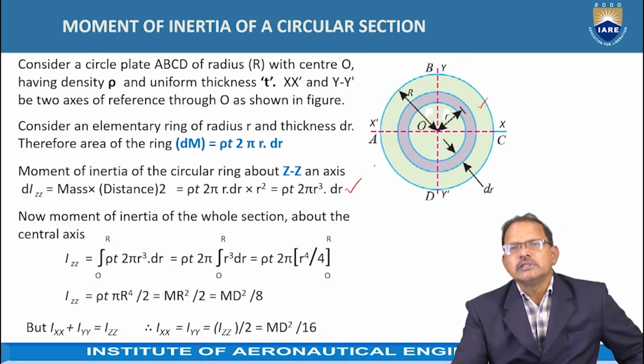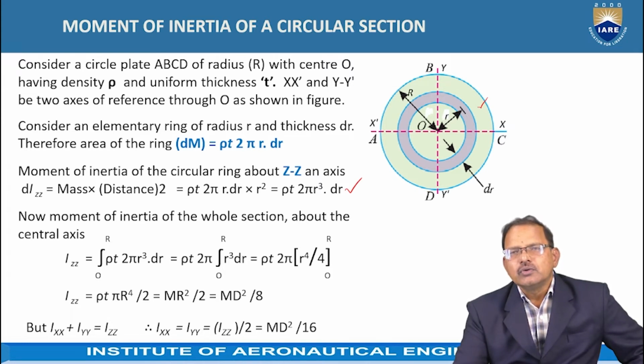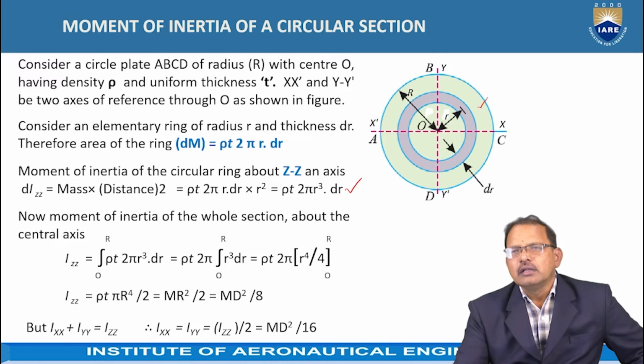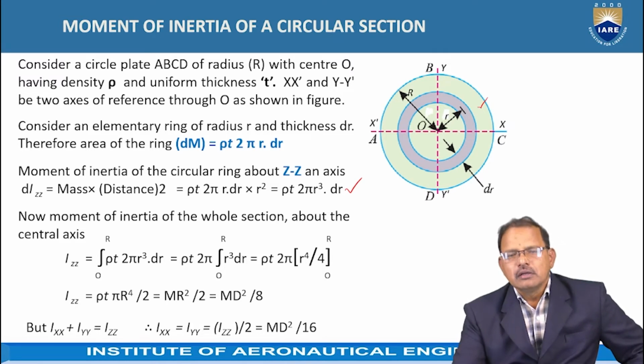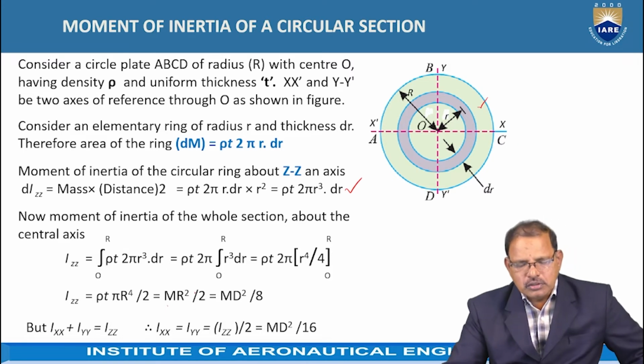Now the moment of inertia of the whole section is obtained by integrating the above equation from 0 to R, that means the integral from 0 to R of rho T 2 pi r cube dr. Rho T is constant, 2 pi is also constant, hence the integral of r cube dr gives rho T 2 pi r to the power of 4 divided by 4, with limits 0 to R. So Izz is equal to rho T pi R to the power of 4 divided by 2, which is equal to m R square by 2, where m stands for the volume multiplied by the density, volume being pi R square into T, the thickness, or m D square divided by 8 as shown in figure.